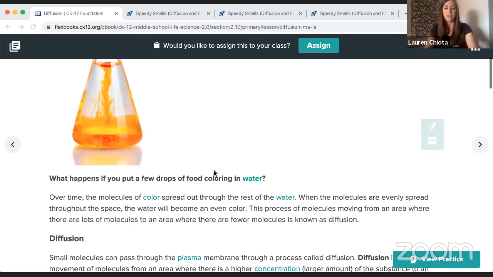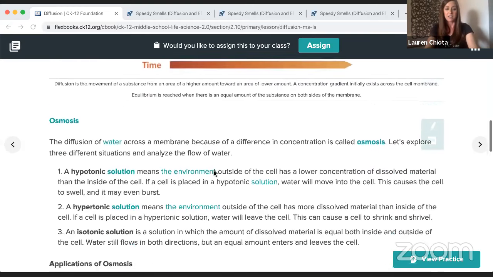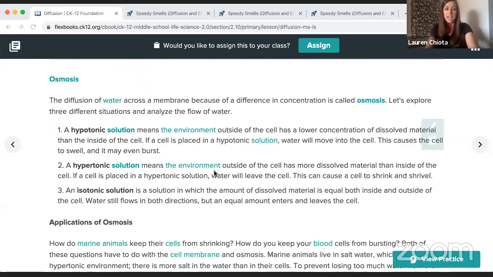So I'm going to scroll down this lesson here on the Life Science Flexbook page, and there's a great description about osmosis and three different solutions or environments that we find ourselves in, which the cell has to regulate osmosis with respect to. I wanted to walk through these with you. These are very difficult terms. If you've taken biology or might take biology soon, these are very difficult terms that you will be introduced to.